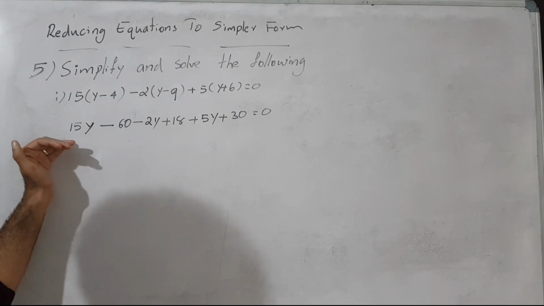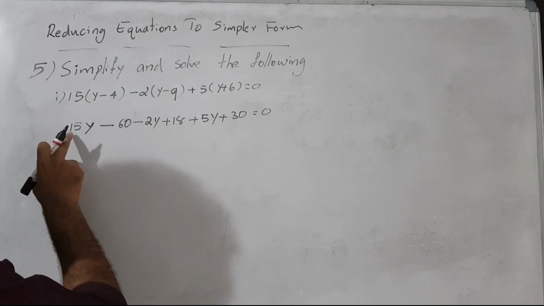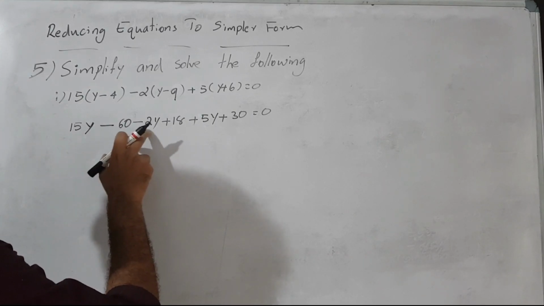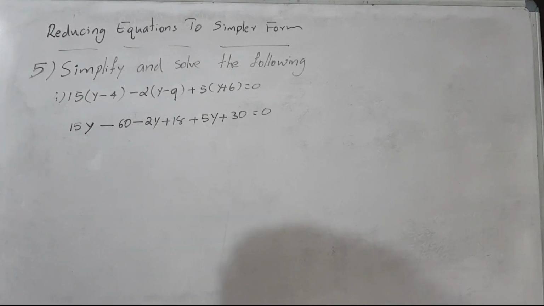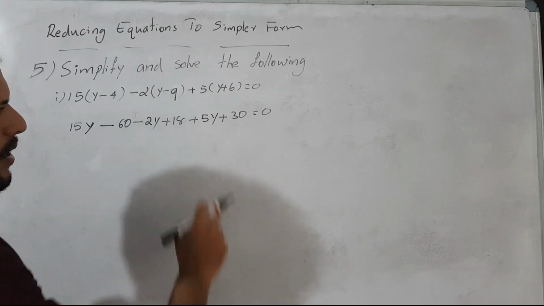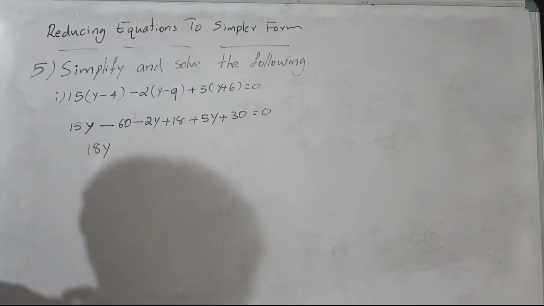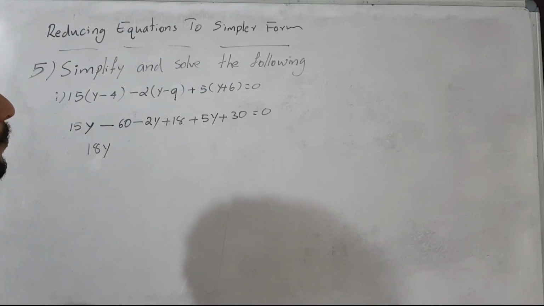So first we add the terms containing the variable together. So we check only for the y terms. 15y minus 2y. What is 15y minus 2y? 15y minus 2y is 13y. 13y plus 5y. What is 13y plus 5y? Is 18y. Okay, 18y. What is the next?